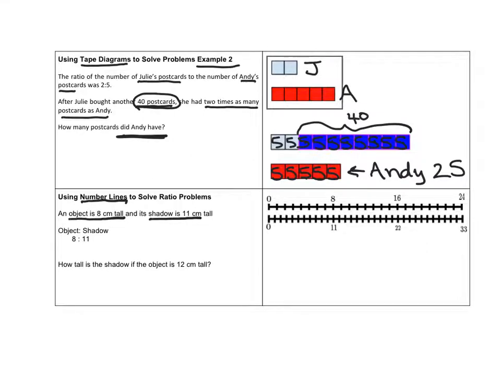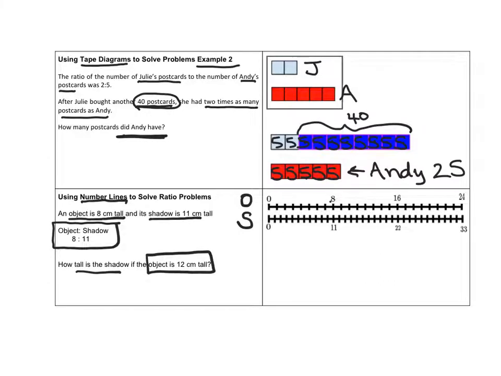Looking at my number line, I can see that my top number line is for my object because it has 0, 8, 16, 24. And my bottom number line is my shadow, 0, 11, 22, and 33. I've written here in my ratio notation, my object to shadow ratio is 8 to 11. And I want to know how tall is the shadow if the object is 12 centimeters tall.